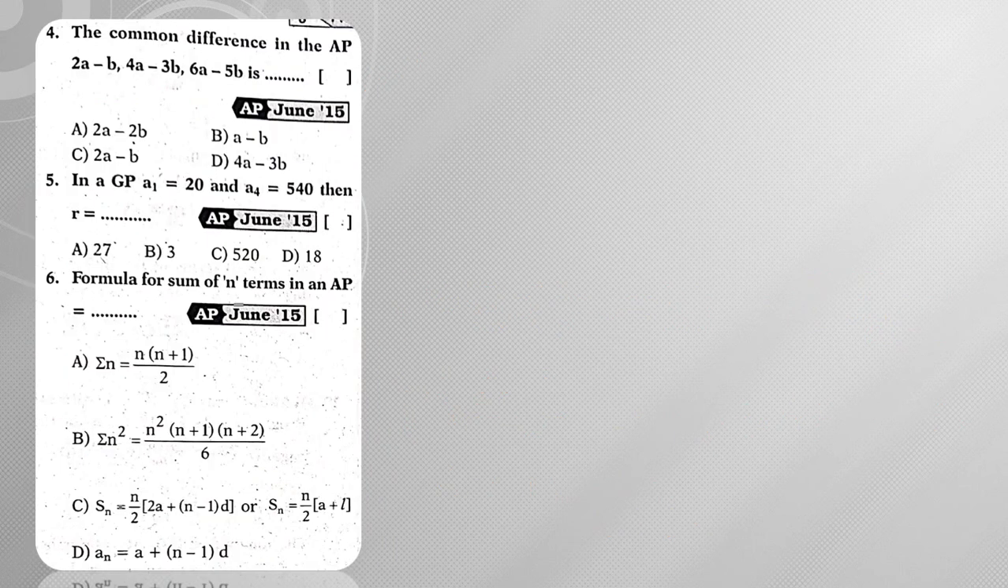Next, moving on to question number 4. The common difference in the AP. He already told that it is an AP, so directly you can go with the common difference. The common difference is nothing but second term minus first term. So from this, 4a - 3b. Whenever you have more than two terms, simply write them within brackets and after that open it. So 4a - 3b, when you multiply with minus it becomes minus 2a plus b. So 4a - 2a is 2a, minus 3b plus b is minus 2b. So the answer is 2a - 2b.